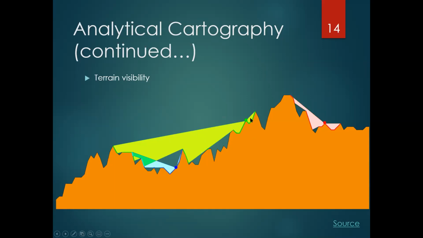On the left side and on the right side, and beyond yellow areas, you cannot see anything. It's the same thing for the blue point and the red point. This is called terrain visibility. We analyze visibility based on a specific terrain.